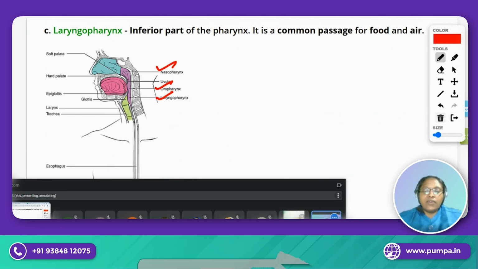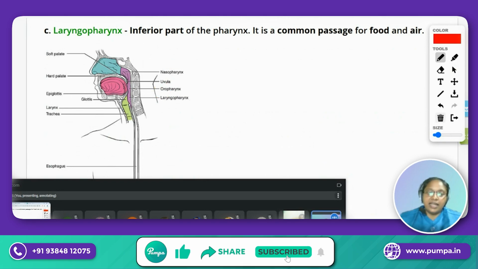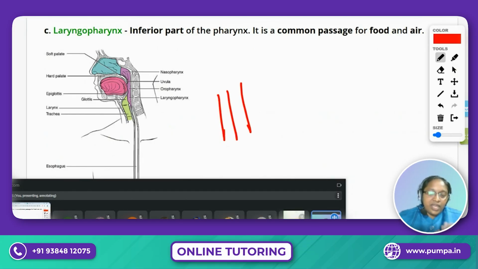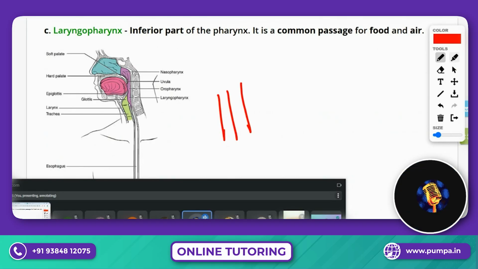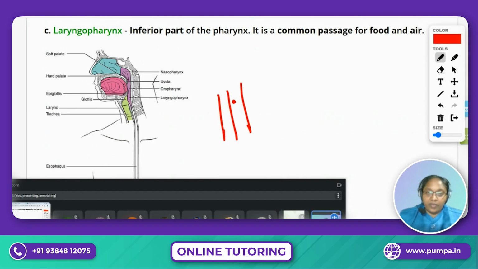One more thing about the laryngopharynx is that we have a common passage here. That's why when we consume food, at home they will say, while you're swallowing the food, don't speak, right? Because if we speak, what will happen? The food may go into the air passage, the food can enter into the windpipe. To avoid that, hiccups will try to remove the food particle.